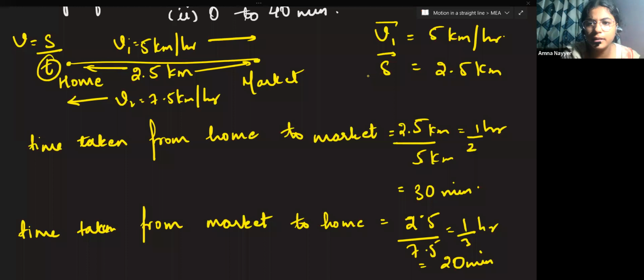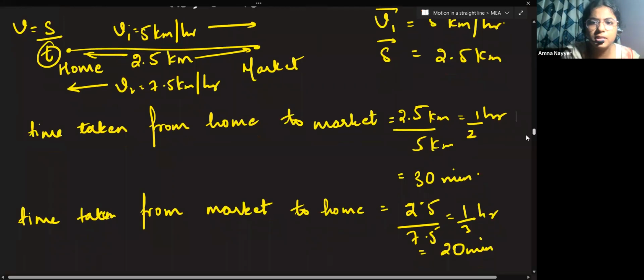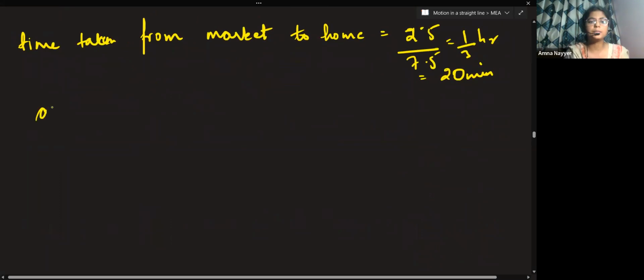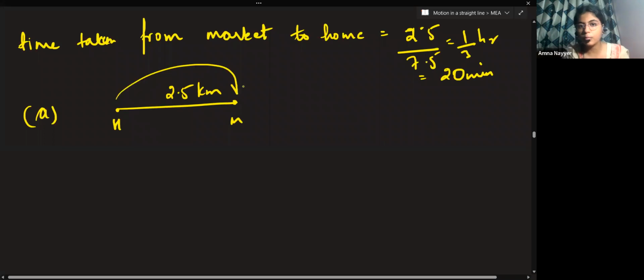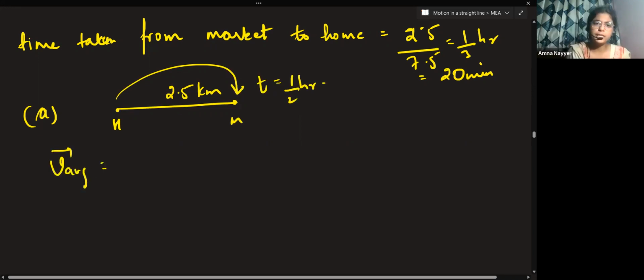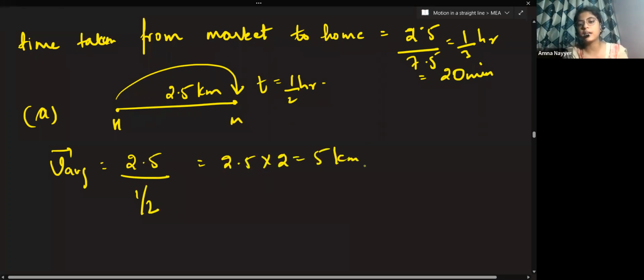Let's discuss the first part at least. So the first part, basically the question is what? This is home, this is the market, the distance is 2.5 kilometers, and the total time it takes from home to market is half an hour. So see, if we talk about average speed first, that is total displacement divided by total time. Total displacement is 2.5 kilometers, total time is half an hour. 2 will go up. 2.5 into 2 becomes 5 kilometers per hour.